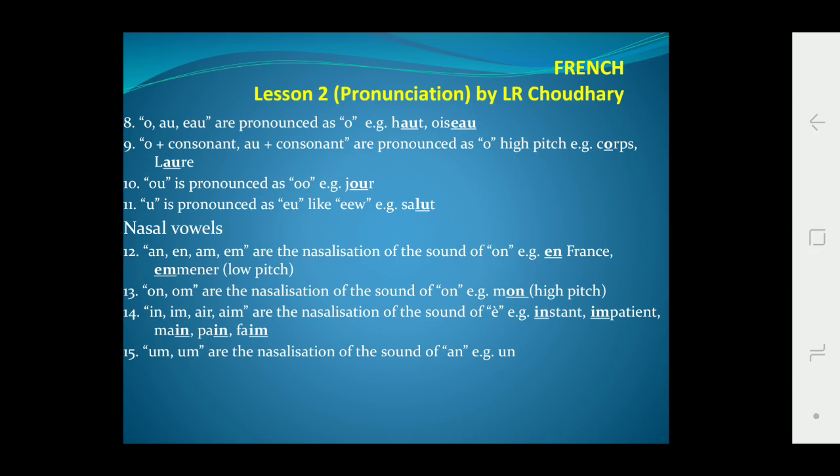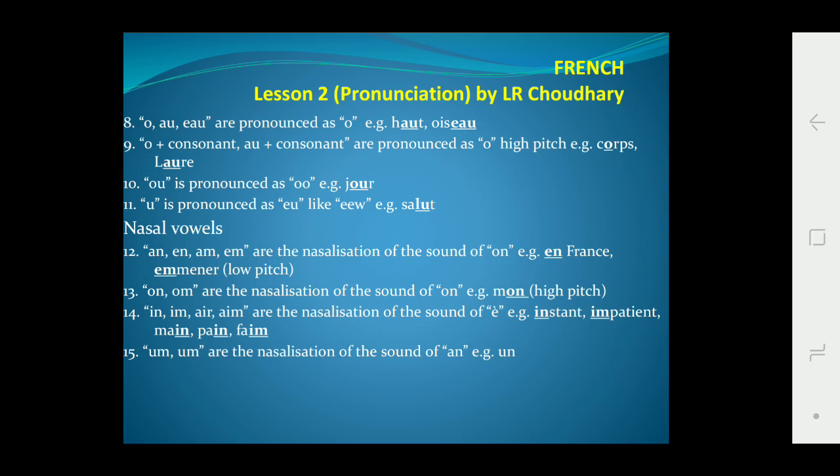Then number 9, O plus consonant or AU plus consonant are pronounced as O, like a high pitch O. For example, corps. The S is silent in corps, so it's corps. Another example is lore, which sounds like O.